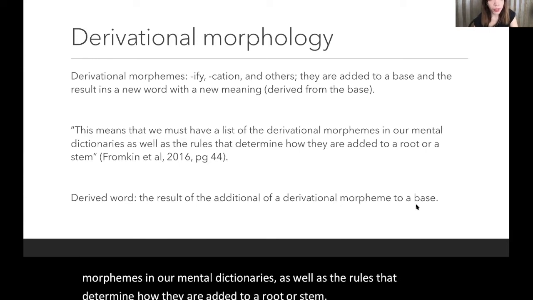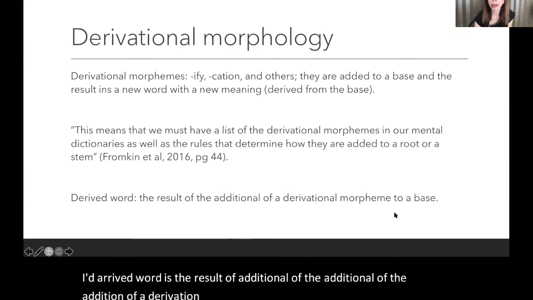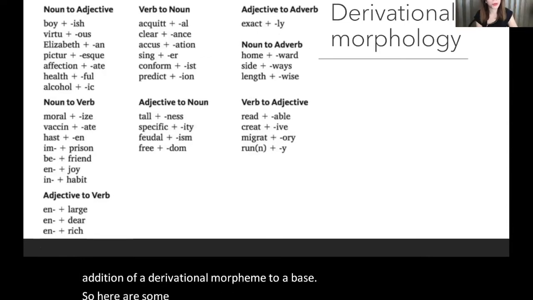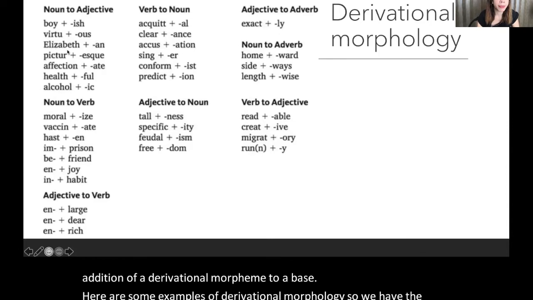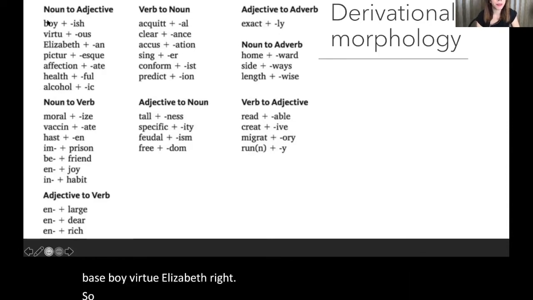So a derived word is the result of the addition of a derivational morpheme to a base. Here are some examples of derivational morphology. We have the base boy, virtue, Elizabeth, right? We turn these nouns, or this base, into an adjective by adding ish, ous, an, esque, ate.